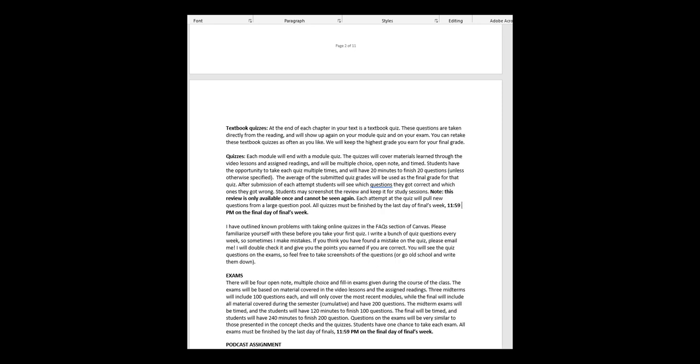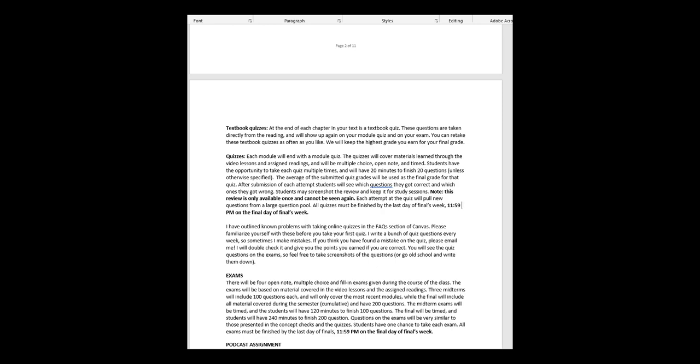Now, all the quizzes need to be finished by the last minute of the last day of finals week. That's 11:59 p.m. on the last day of finals week. I have outlined the known problems in taking quizzes and exams in the frequently asked questions section of Canvas. Make sure you familiarize yourself with these before you take your first quiz.